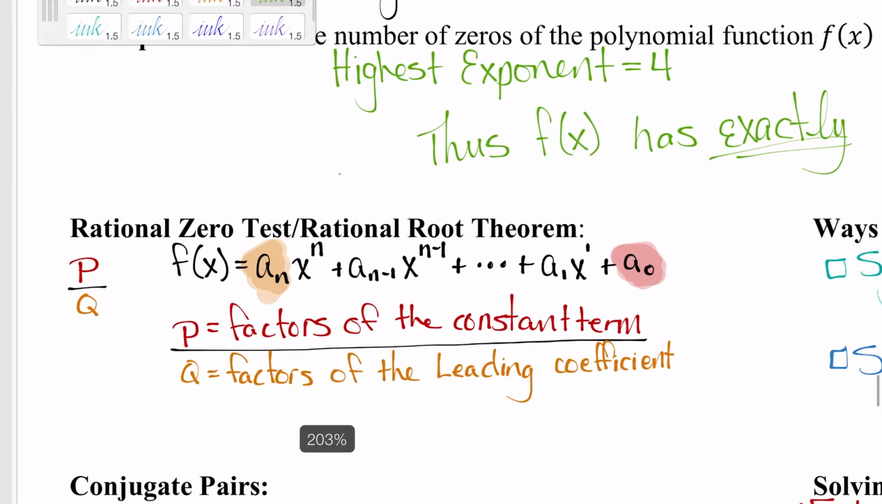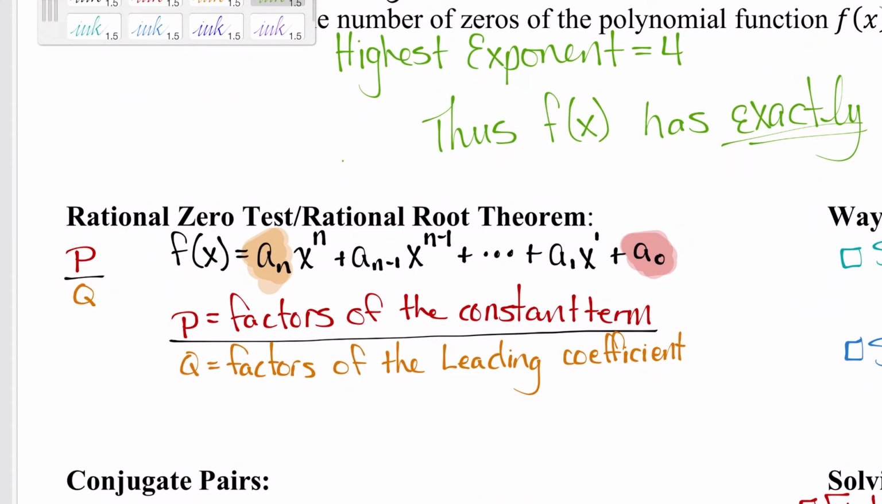So the rational zero test. Sometimes whenever we're given a polynomial, we may not know any of the zeros or any of the solutions that are possible for it. So in order to find at least a starting point on, okay, what could I at least test to see if this is or is not a zero, we can use this rational zero test.